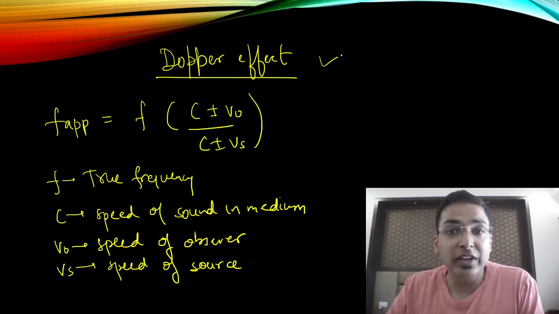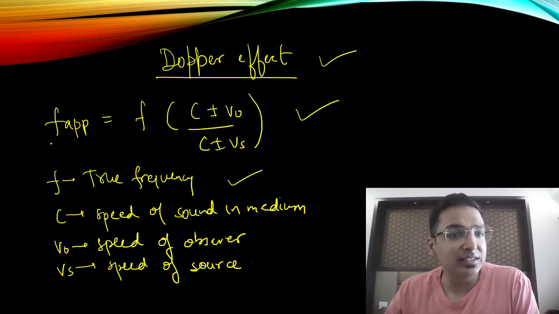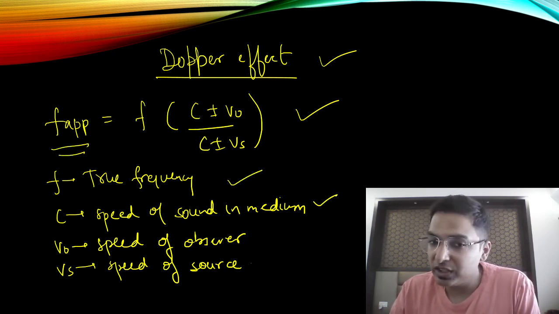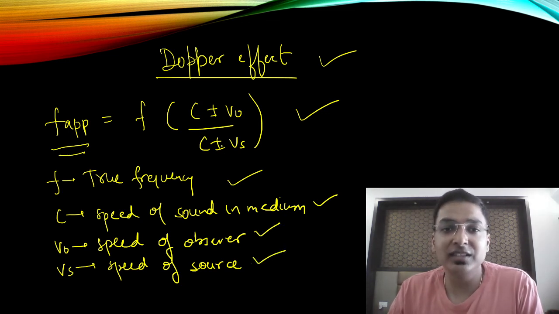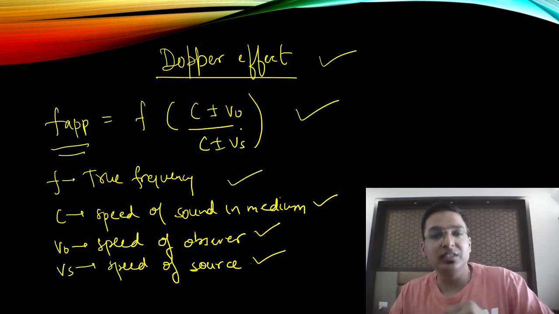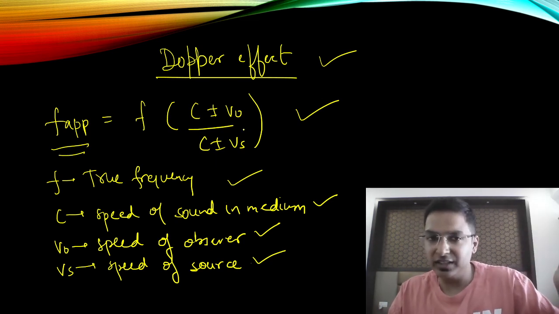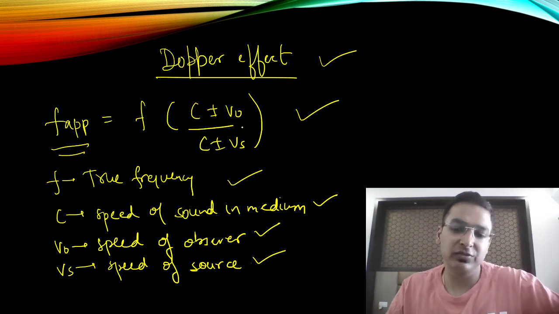Finally we have the Doppler effect. Very simple formula: f prime equals f times (c plus or minus vo) upon (c plus or minus vs). f is the true frequency, f prime is the apparent frequency, c is the speed of sound in the medium, vo is the speed of the observer, and vs is the speed of the source. The plus and minus is adjusted accordingly: if the observer is moving towards the source, frequency increases, going away, frequency decreases. Source moving towards you, the frequency increases, source moving away, the frequency decreases.